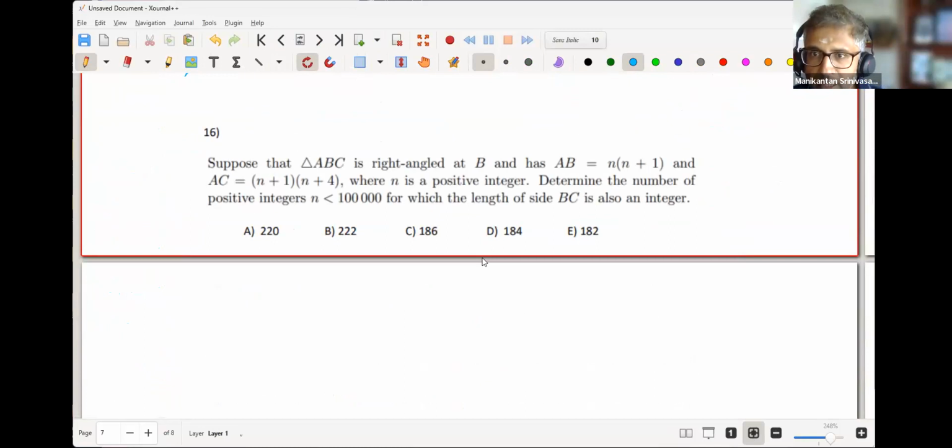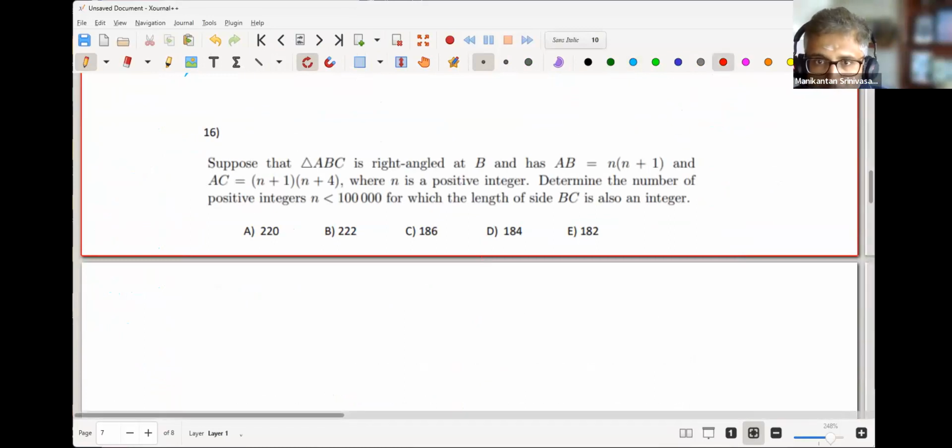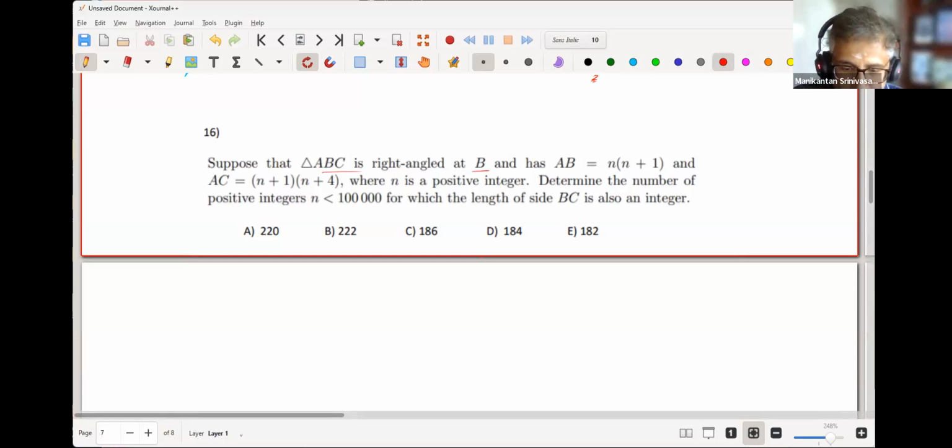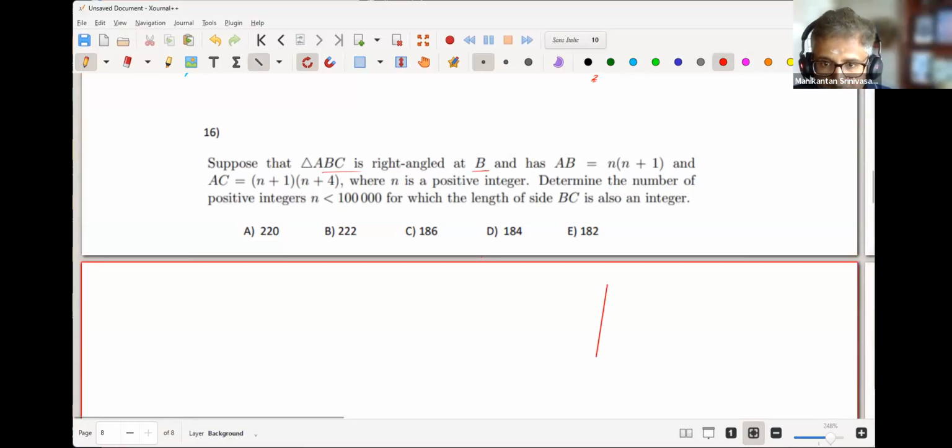Okay, let's discuss it. Multiple of you didn't solve it. Let's discuss. ABC is a right angle triangle at B. And AB is n into n plus 1, which is the smaller one. AC is the larger one, right?